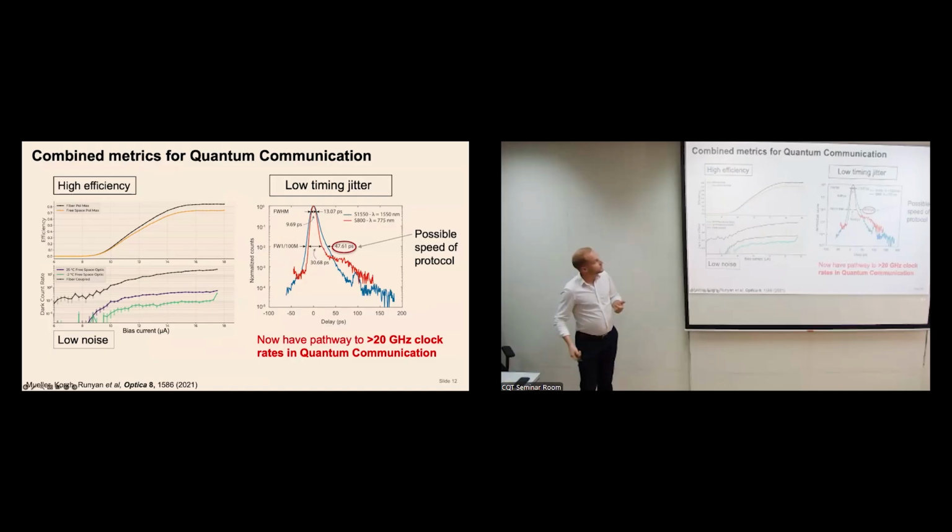So this is saying that 1 over this value is the maximum possible clock rate of your quantum key distribution system, for example. So in this case, 20 gigahertz. So this is what we started off with. We're like, right, this is how a detector works. Now let's design our quantum key distribution or quantum entanglement distribution systems around that.